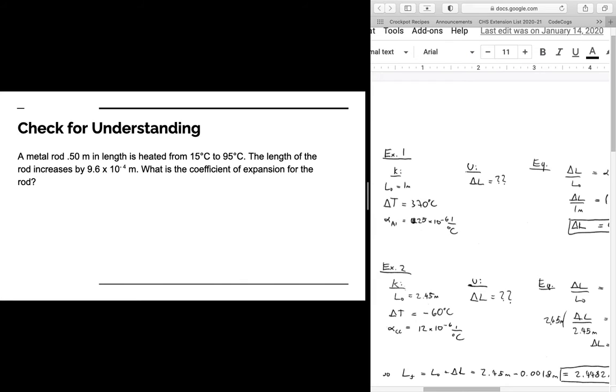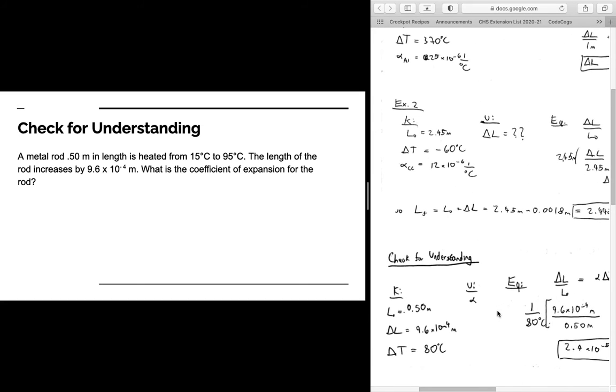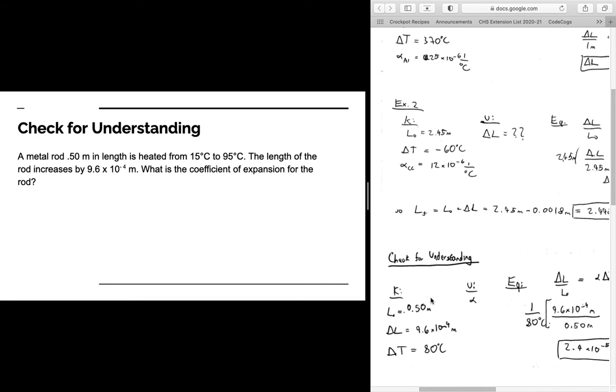All right, so let's go over our check for understanding problem here. So it says a metal rod that is 0.5 meters in length is heated from 15 degrees Celsius to 95 degrees Celsius. The length of the rod increases by 9.6 times 10 to the negative 4 meters. We ask, what is the coefficient of expansion for the rod? All right, so L naught is 0.5 meters. Delta L is 9.6 times 10 to the negative 4 meters. All right, so that gives us our change.